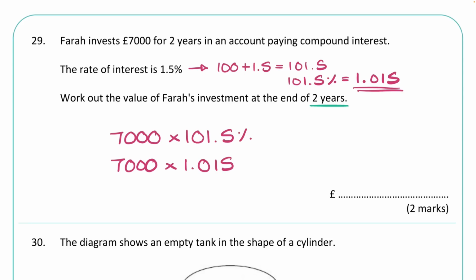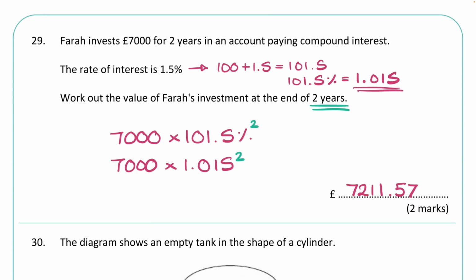This is 2 years, so we put a power of 2, either after the percentage or after the multiplier. So let's just type it into the calculator, 7,000. I'm going to use the percentage version, 101.5% squared. And that gives me the total amount of money now, which is £7,211 and 57 pence. It is 575, so you could round it up to 58 pence.